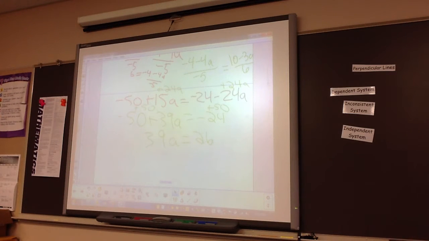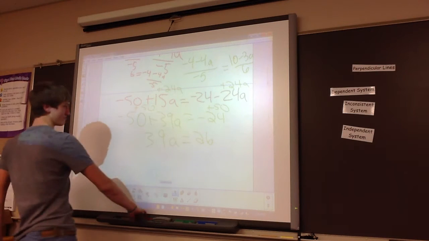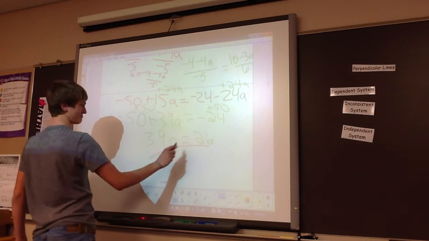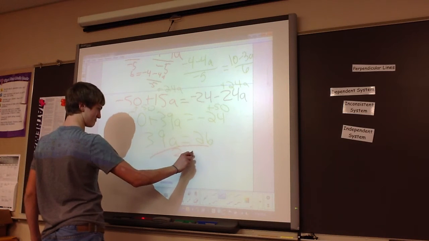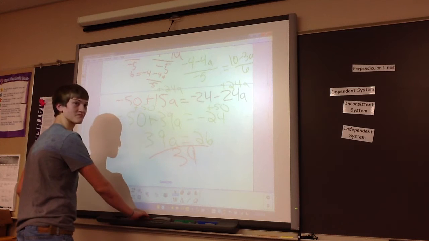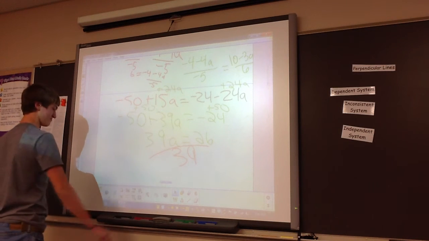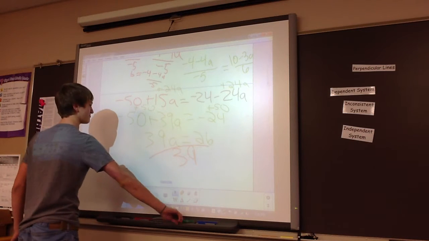Okay, Colby, what would you do next? How do you solve for A there? If you have 39A equals 26. Is that okay to divide by 39? Yes. So what do you get for A? 2/3. So A equals 2/3.